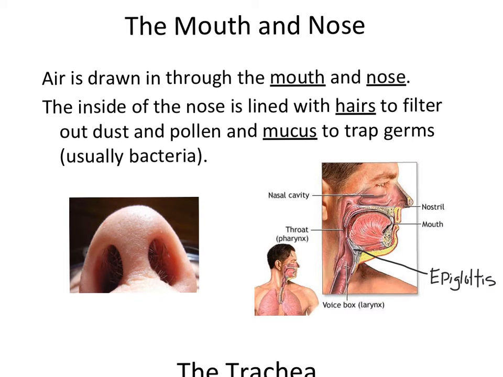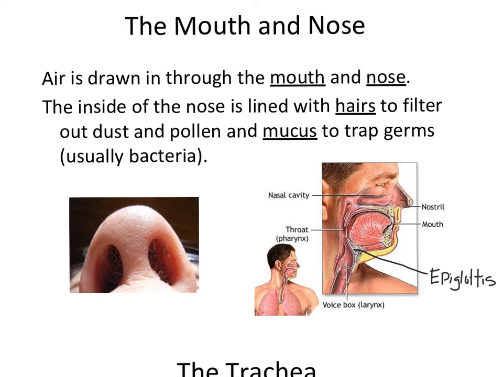So if we look at our drawing over here, the air will come in through our mouth or nose and down into our trachea. There are a few other structures here. Our pharynx is our throat, just above our trachea, and our voice box is attached there as well, and that helps to create the vibrations which allow us to make speech. The one other part that I want to point out to you is the epiglottis.